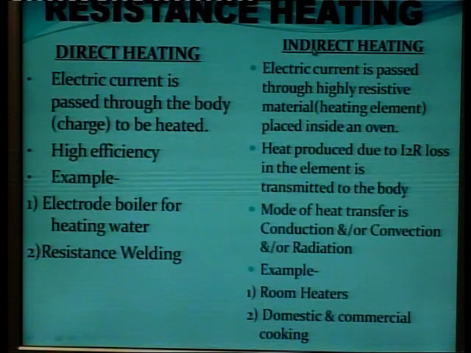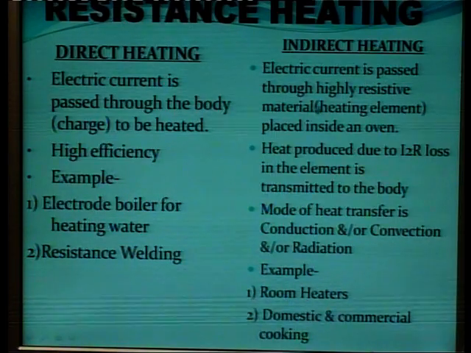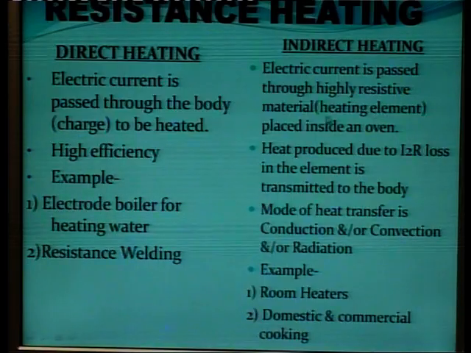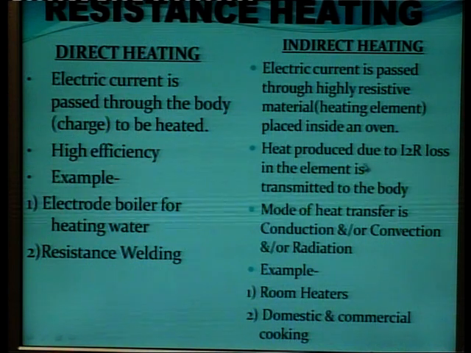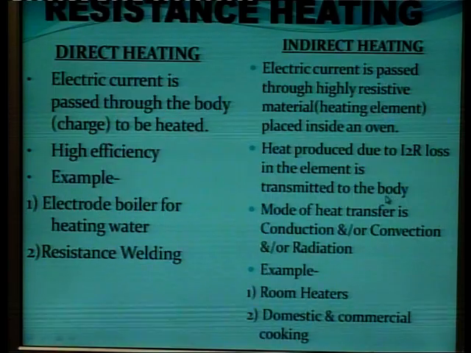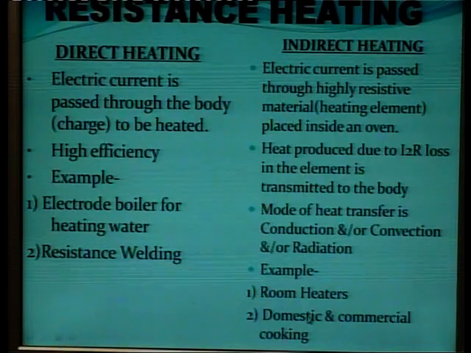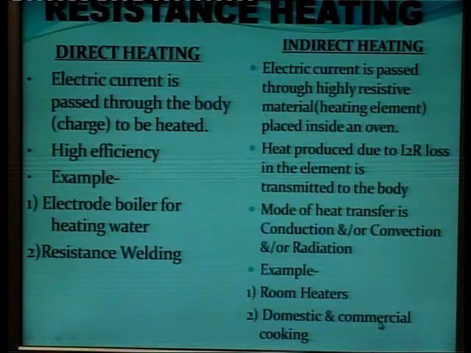The second is indirect heating. Electric current is passed through highly resistive material, that is the heating element, placed inside an oven. The heat produced due to I square R loss in the element is transmitted to the body, and the mode of transfer is either by convection or radiation, and it is used in room heaters and used for domestic and commercial cooking.